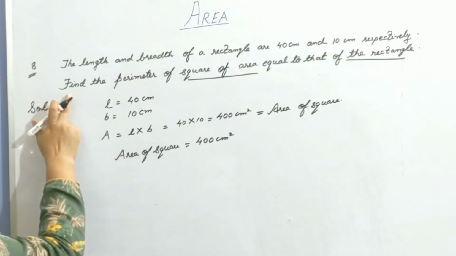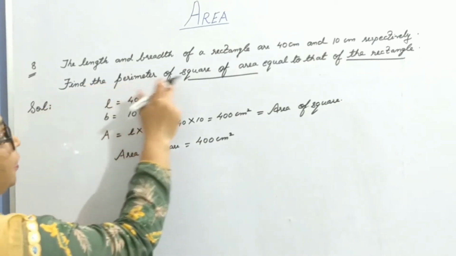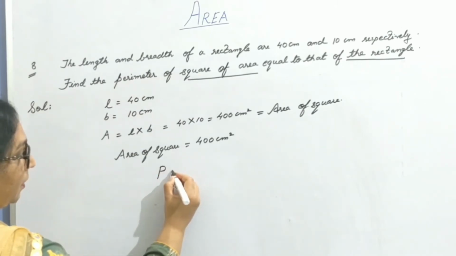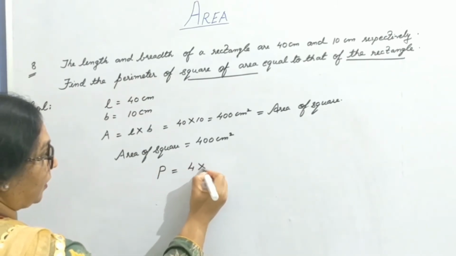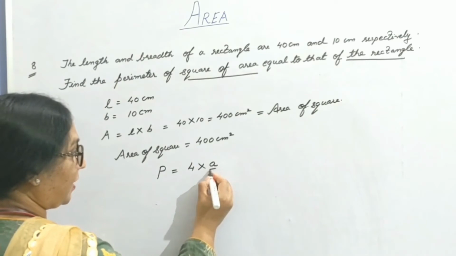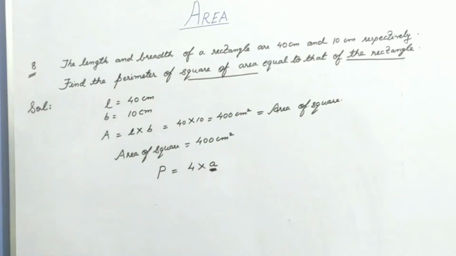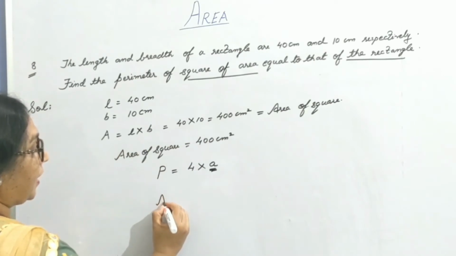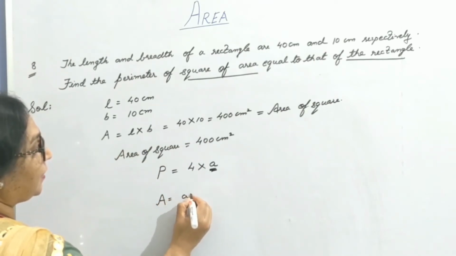The next part of the question is: find the perimeter of the square. What is the formula for the perimeter of a square? Perimeter of a square is 4 times the given side, or 4 times the length of each side. Now how will you get the length of each side first? Just guess, how can you obtain the length of each side? With the help of area. Area is side into side.